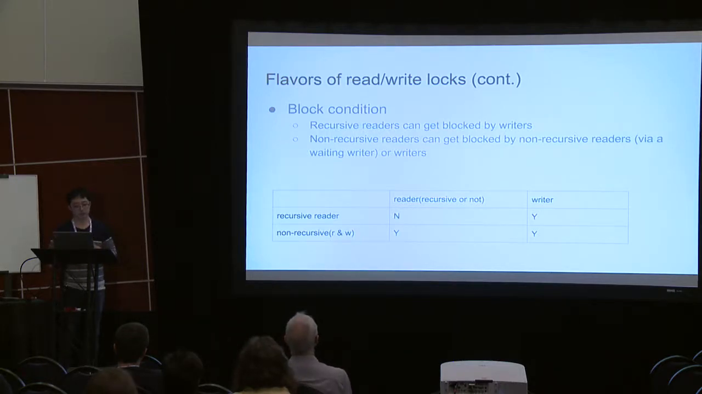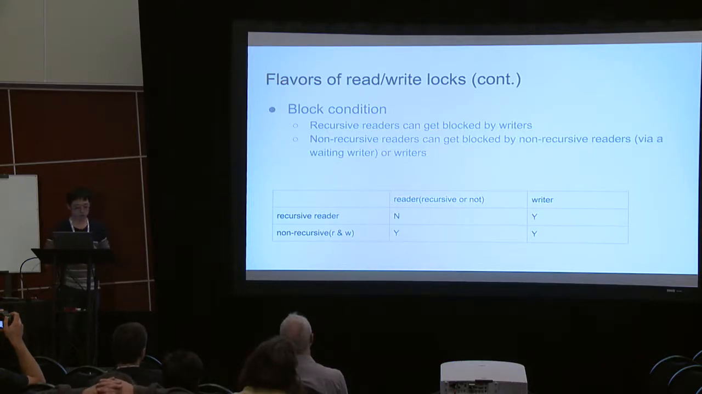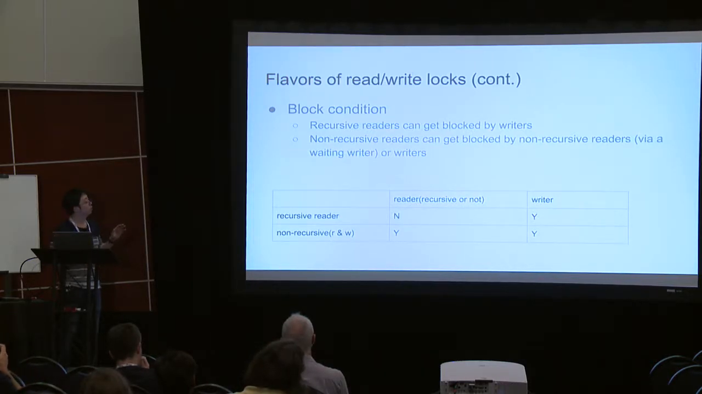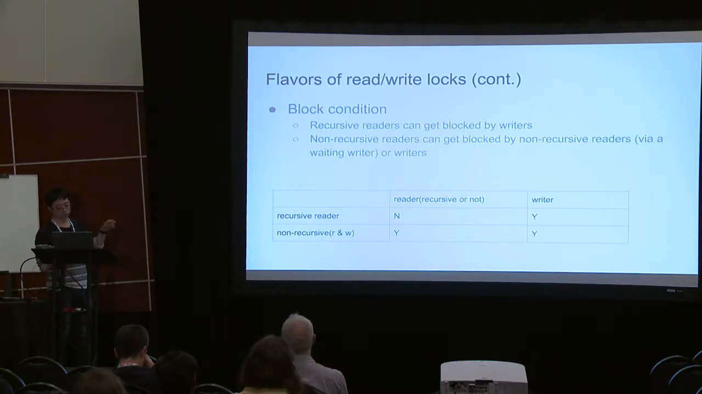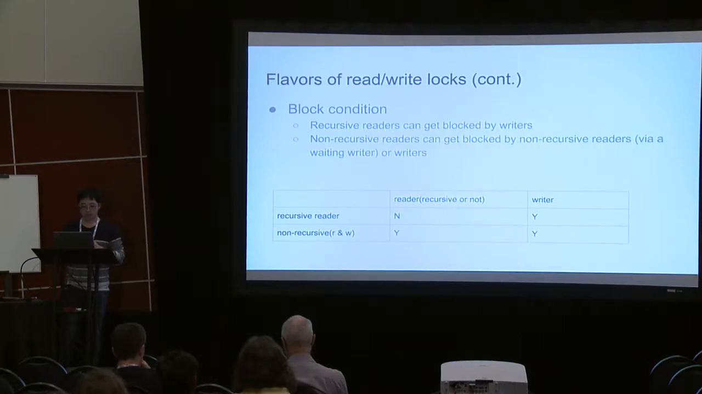Basically there is another summary for the block condition. Recursive readers can only get blocked by writers. But the non-recursive readers can get blocked by other non-recursive readers, or via waiting writers, or by writers. Below is the matrix. So we will use that block condition for the deadlock detection algorithm.